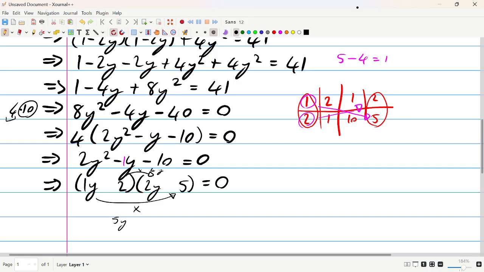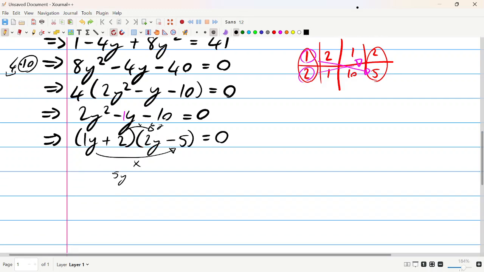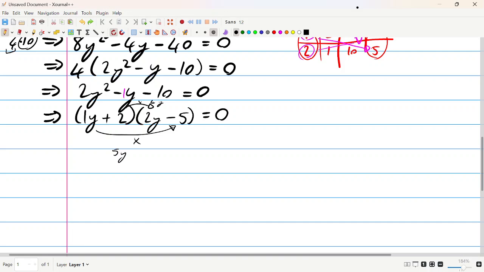Does that make sense? Because 4 is smaller than 5. And if we take 4 first, then we're going to get a negative value. So therefore, we need to take positive 4 minus 5y. So we put the minus by the 5 and the positive by here, by the 2, because that is what we produced. So therefore, we're going to have y plus 2 multiplied by 2y minus 5.